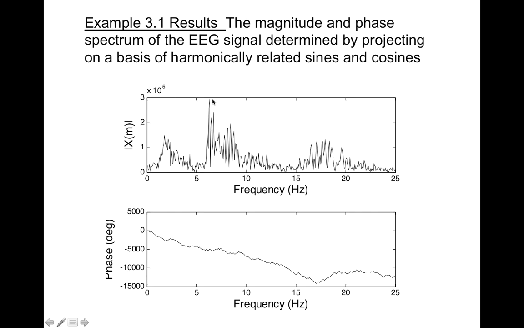So clearly this is an EEG signal because we have a lot of 7 hertz signals showing up here, and then another peak out here between 15 and 20. Here's the phase plot as well.